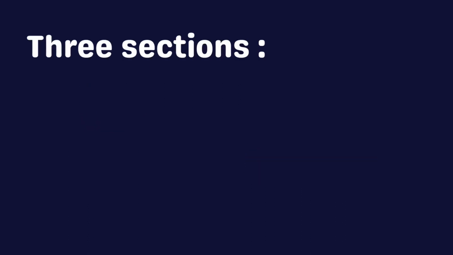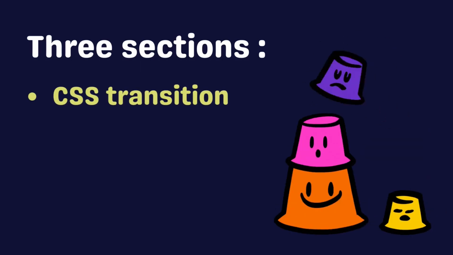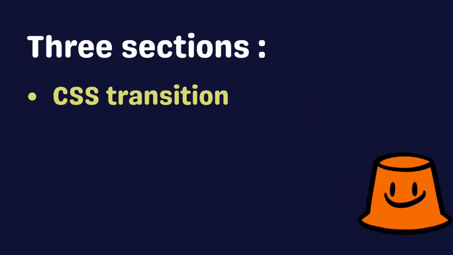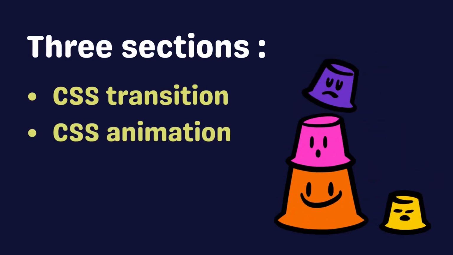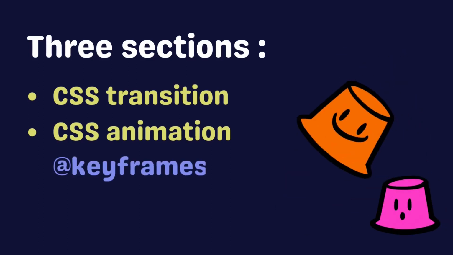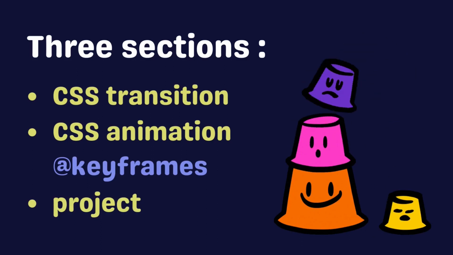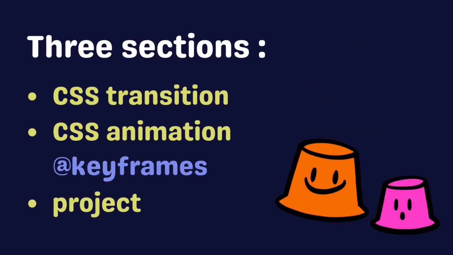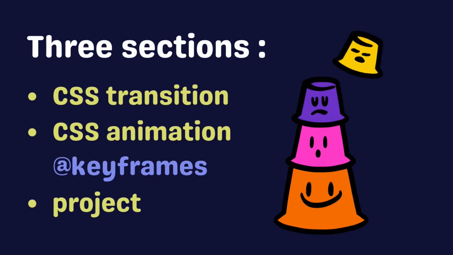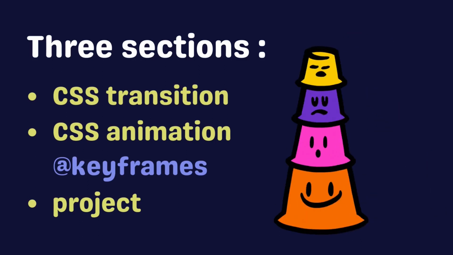In the first section, I will show you how you can animate your elements using the CSS transition property. In the second part, you will learn how to make more complex animations using the CSS animation property and keyframes. And in the last part, I'm going to animate a real page for you using both transition and animation properties, so it will help you solidify everything you get through the course. So let's get started.